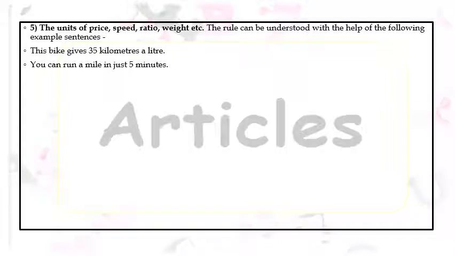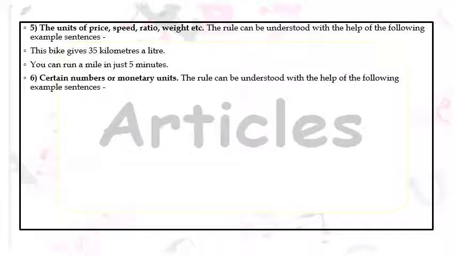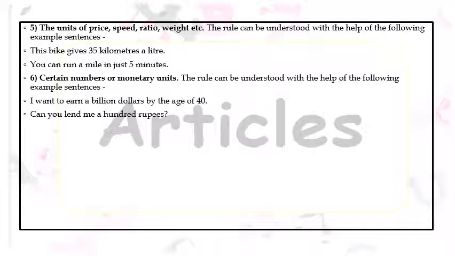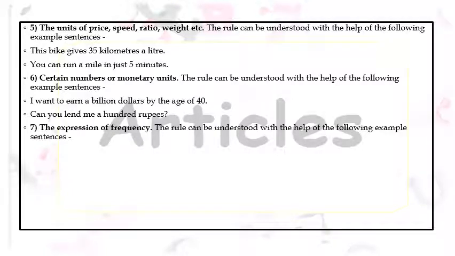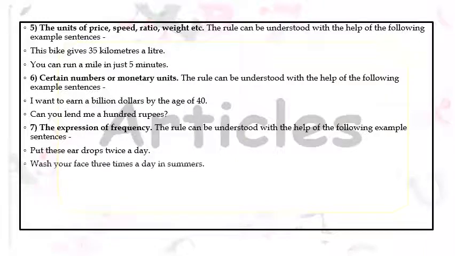You can run a mile in just 5 minutes. So again, what is your unit here? Mile, and a is defining it. Certain number of monetary units. Okay, for example, I want to earn a billion dollars. Can you lend me a hundred rupees? Then the expression of frequency, when you're expressing something which is being done on a regular basis. For example, put these eardrops twice a day. Wash your face three times a day in summers.